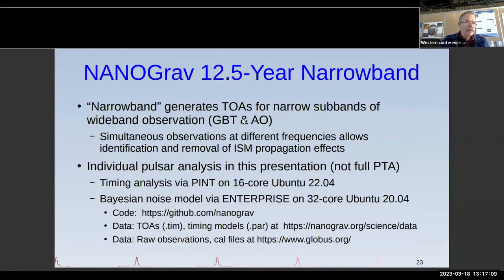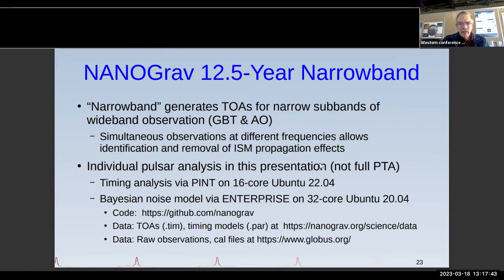they actually have wideband receivers. They collect the data in very wide chunks at a time, but then they chop it up into narrow subbands. And by chopping it up into narrow subbands, they have basically simultaneous time observations at different frequencies, and that lets them identify and remove the dispersion, the propagation effects through the ISM, interstellar matter. So that's all that narrowband means: you started with wideband, but they chopped it up into little bitty bands.